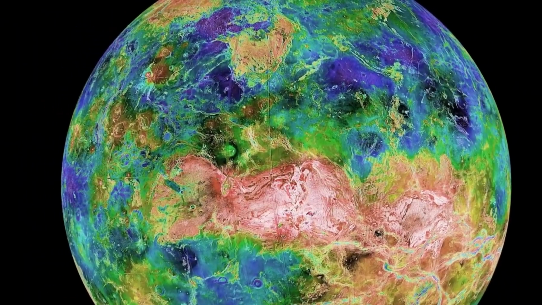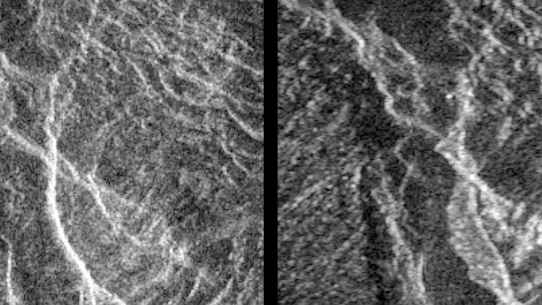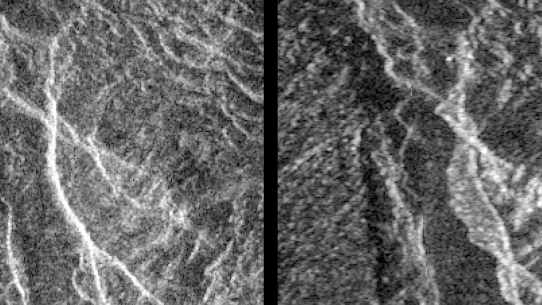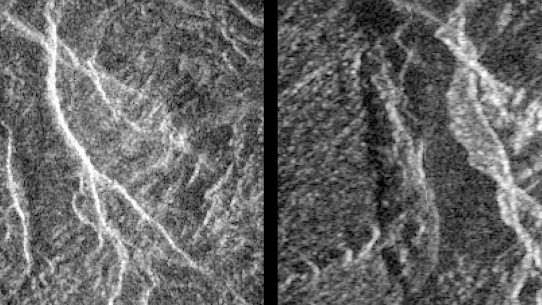The most likely explanation is a massive landslide, possibly triggered by a Venus quake, suggesting that even today, beneath its seemingly static surface, Venus may still be a geologically active world.